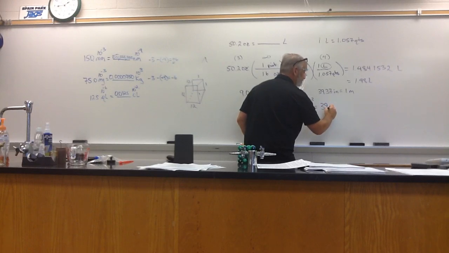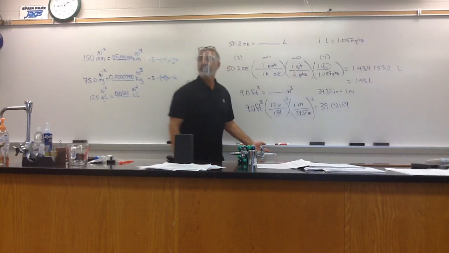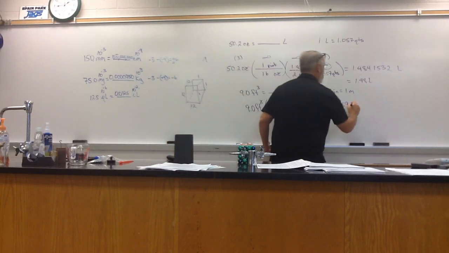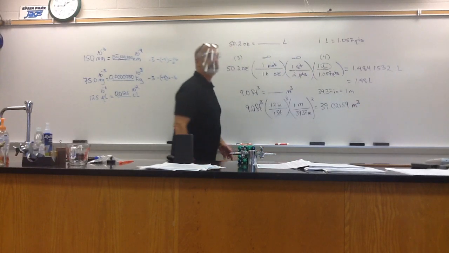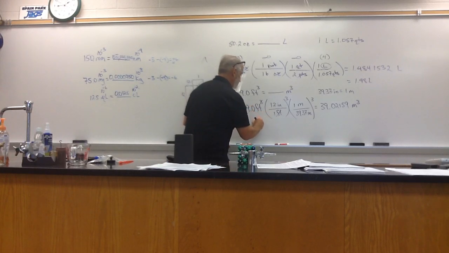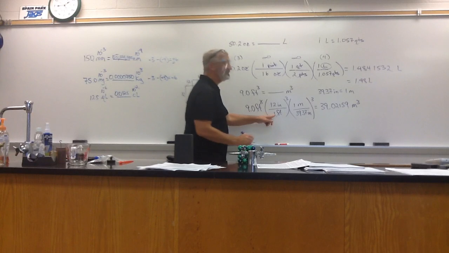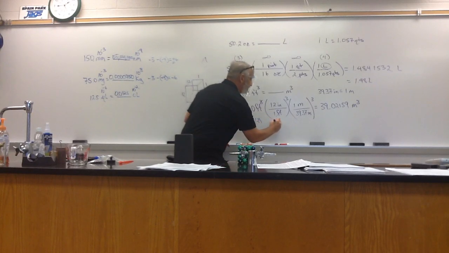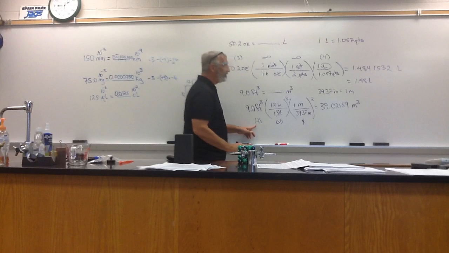0.02159. Cubic meters. But again, now we want to round off properly. How many sig figs does this have? 1, 2. 2. You wouldn't put the 0 unless you measured it, because it doesn't change how big or small the number is. So this has 2. What about this one? How many does this one have? Infinite. This one has 4, so I'm going to round this to 2, so I'm just going to say 39.